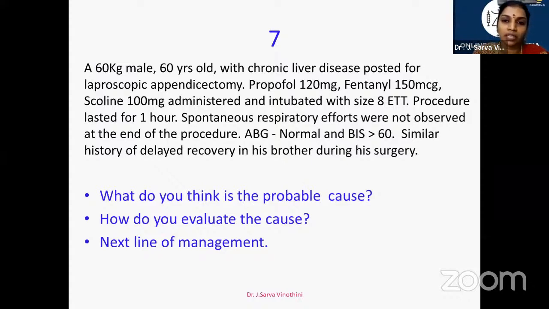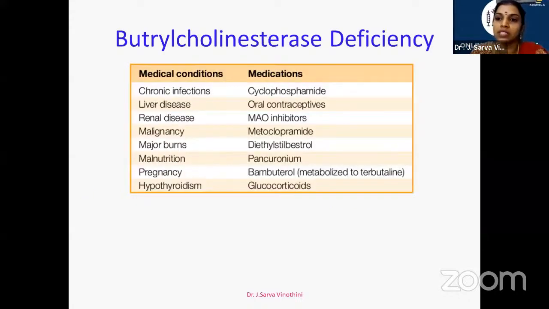So here, this patient has got chronic liver disease, and he also gives a history that his brother also had a delayed recovery. So we can think in terms of two things. We know that for succinylcholine action to be terminated, it has to be metabolized by butyrylcholinesterase or pseudocholinesterase. This is present in the plasma. It is not present in the neuromuscular junction. It is present in the plasma.